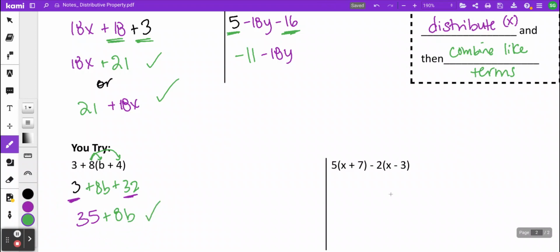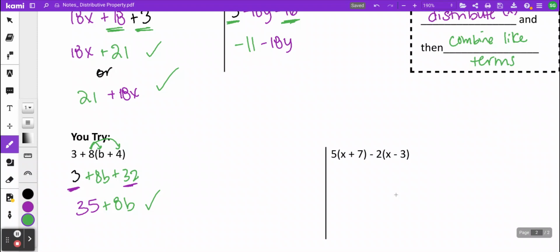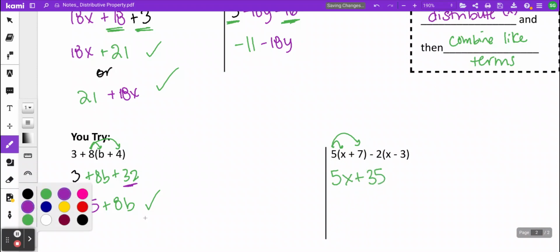For that second one, did you have fun with it? Because to me, it sure looks fun. We need to start with the distributing, and I don't have just one distributing problem. We have 2 of them. I need to multiply my 5 times x and my 5 times 7. That gives me 5x plus 35. But then look, we've got a second multiplication problem. Did you distribute negative 2?